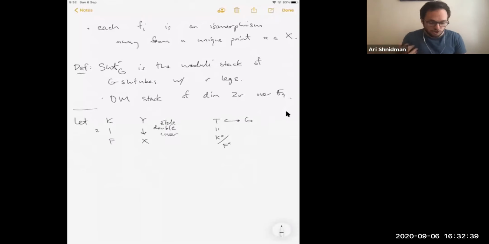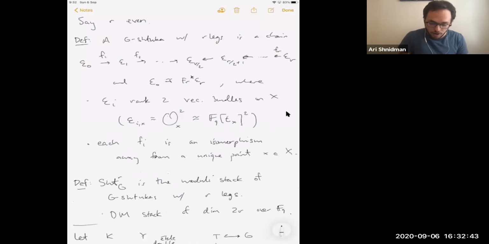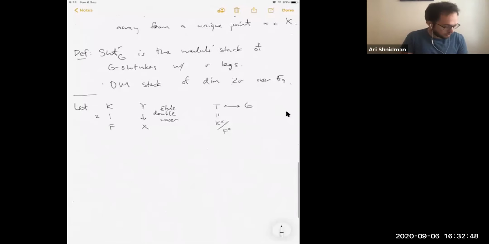And so you can talk about GL1 Shtukas on Y, on the double cover, and you make the same definition as we made above, but for GL1 over Y. And you get this moduli stack Shtuka T^R. It is a little bit weird because we modded it out by F cross, and so there's something kind of interesting there. But this lives over Y^R. Shtuka G^R lives over X^R.